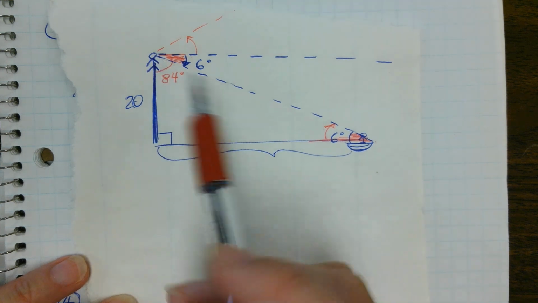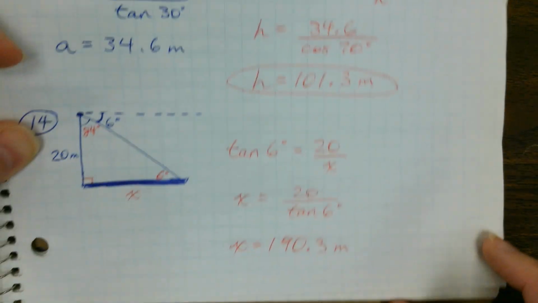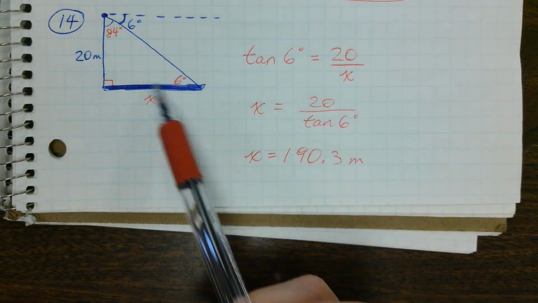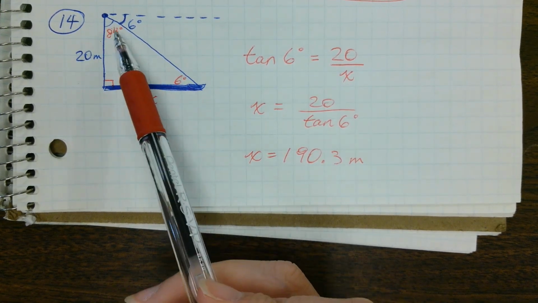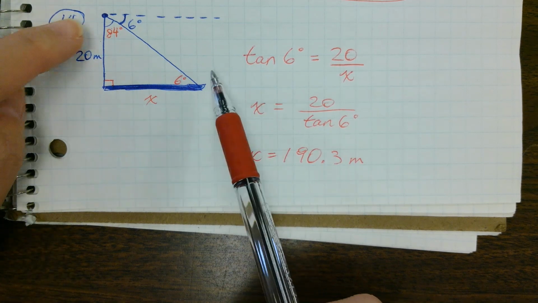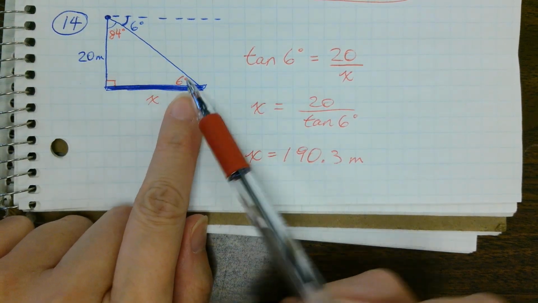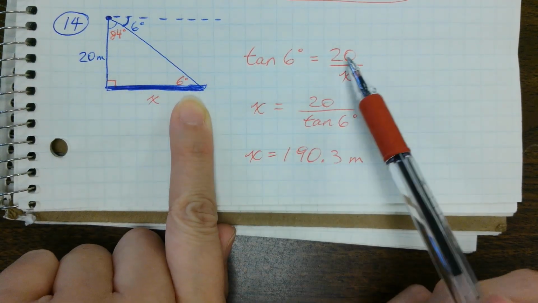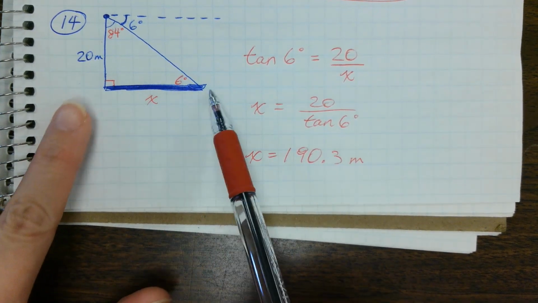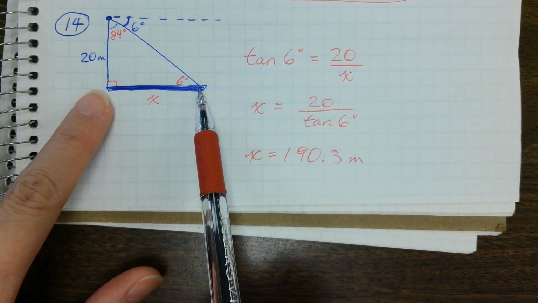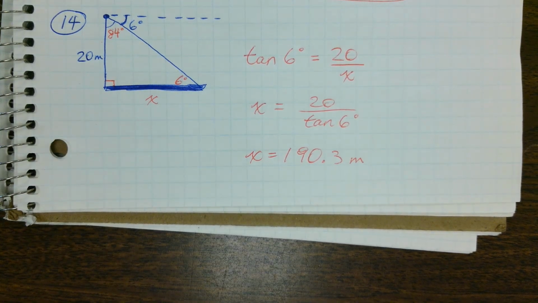So now that we have this diagram, then we can do SOHCAHTOA. Okay, so looking for this length right here, using the 6 degrees, opposite over adjacent, so 20 over x. Divide, you get 190.3 meters. Right?